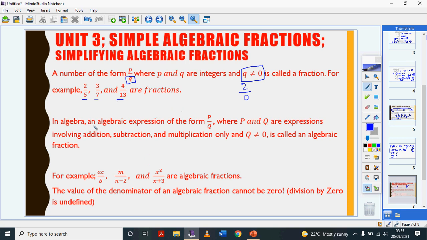Alright, in algebra, an algebraic expression of the form P divided by Q, where P and Q are expressions. So expressions just means like A, it could be the letter A, it could be the letter X, it could be X plus 1, it could be whatever. That's what an expression is. Involving addition, subtraction, and multiplication, and Q is not 0. Remember again, what I'm dividing by cannot be 0 because division by 0 is undefined. That's called an algebraic fraction. For example, each of these things here are an algebraic fraction. So basically, if you have a letter in a fraction, it automatically becomes an algebraic fraction.